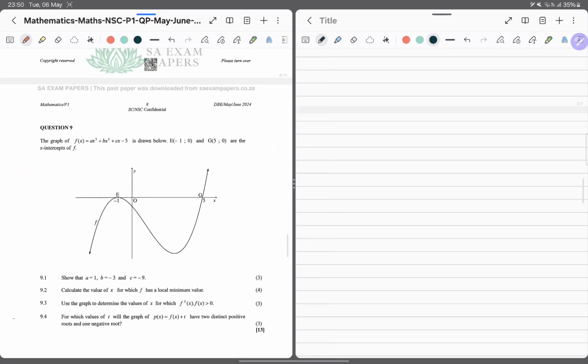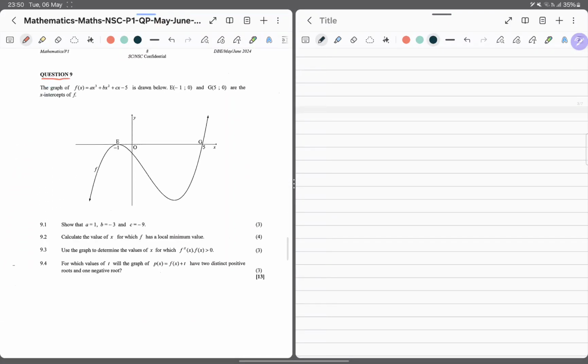Anyway, let's move on to some direct applications of differentiation into the cubic function, because it helps us to actually draw the cubic function nicely. Okay, now handling question 9, we read the graph of f of x is equal to ax cubed plus bx plus cx minus 5. But then we're like, okay, what is the value of a?